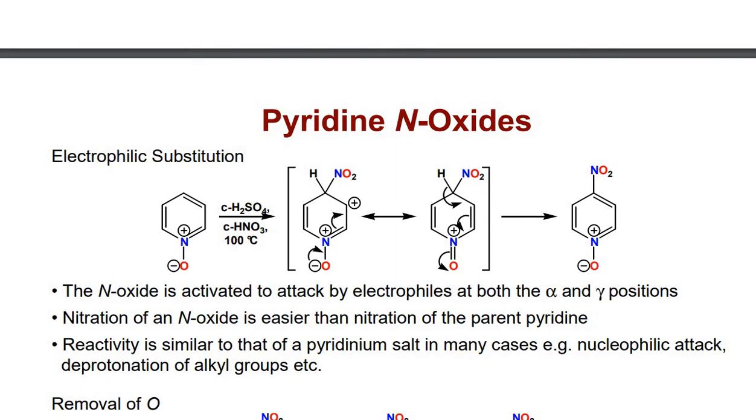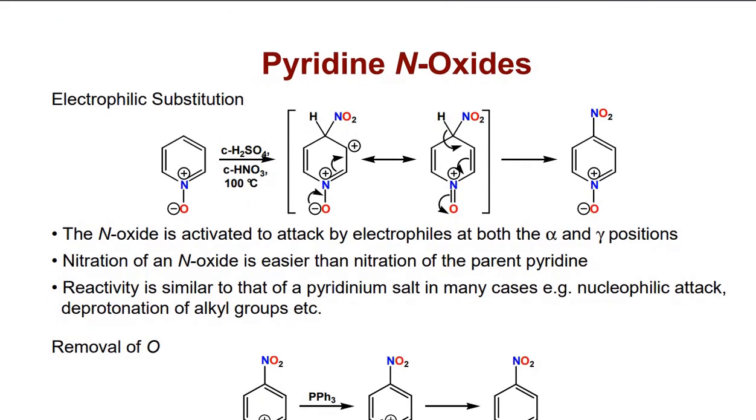Now, electrophilic substitutions. N-oxide is activated to attack by electrophiles at both the alpha and gamma positions. Nitration of N-oxide is easier than nitration of the parent pyridine. The reactivity is similar to that of pyridinium salts.